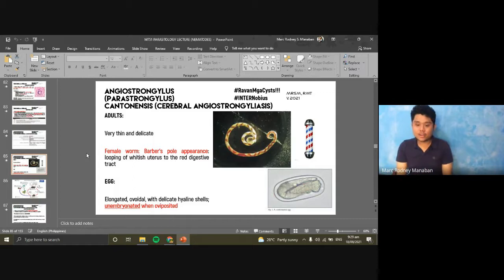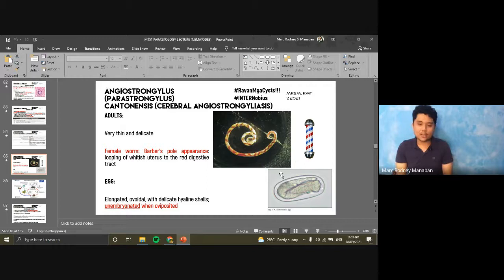Now, take note of the adults, very important. The distinct description is the barber's pole appearance. Whenever the words barber's pole appearance come out, press the buzzer. That is Angiostrongylus cantonensis. The barber's pole appearance in the female is because the whitish uterus is looping around your red digestive tract, so it's similar to a barber's pole, like the ones at barber shops, right? So the barber's pole appearance of female adults is Angiostrongylus cantonensis.